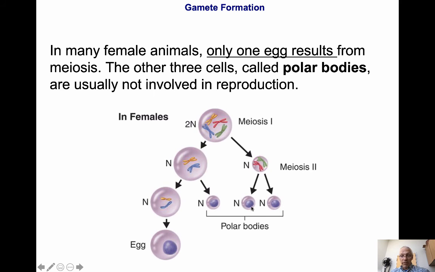And really the function of the polar bodies is just to take out the extra chromosomes so that you wind up with a haploid egg. So again, this unequal division of the cytoplasm is happening so that you have a single haploid egg that's large enough to have enough stored nourishment to give the embryo a start in life if that egg happens to be fertilized.